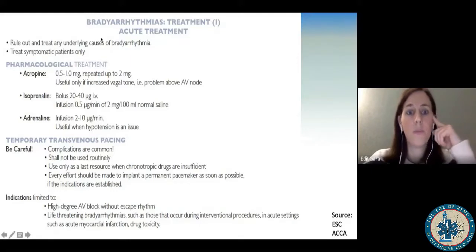Step 0 with bradycardia is always to rule out any underlying causes. And step 0B is to treat the symptomatic patients only. So you never forget these two. For example, in this case, it's hard to rule out the underlying causes because we don't have much information.